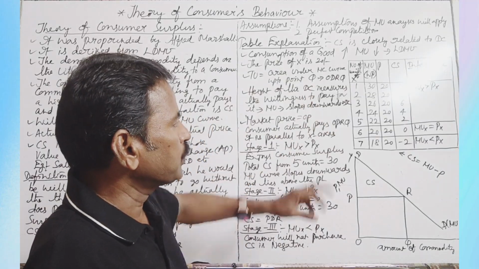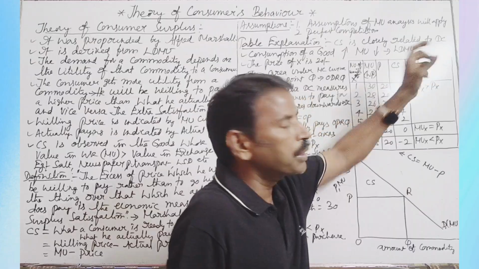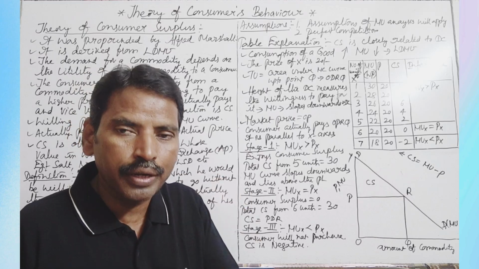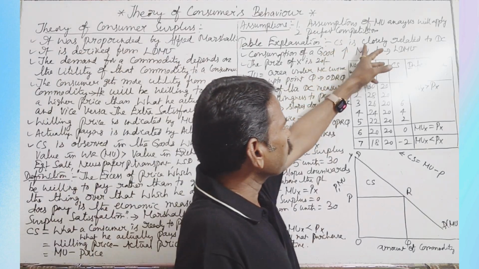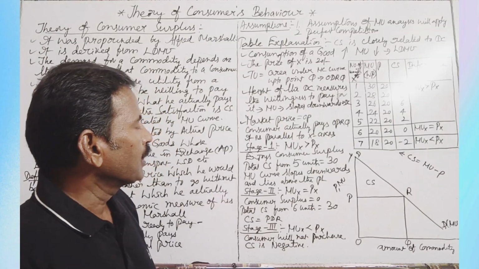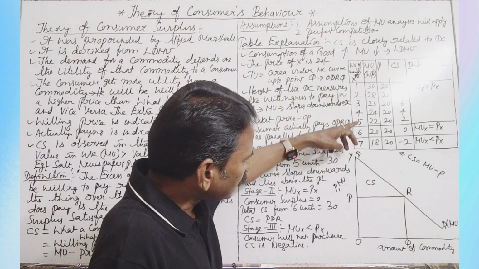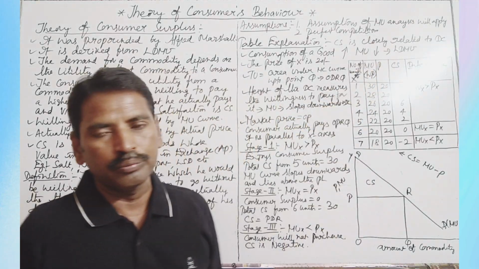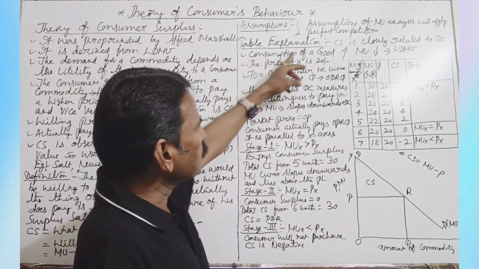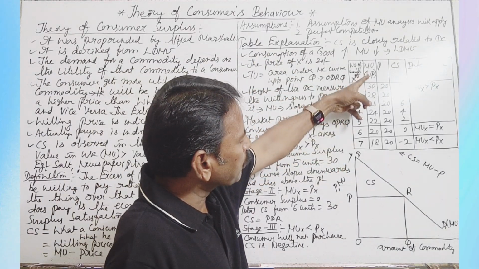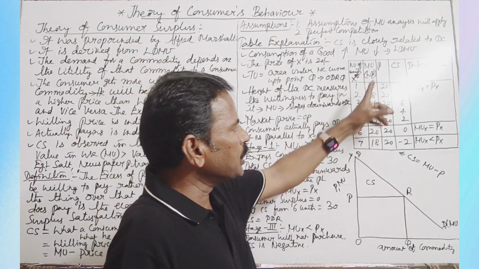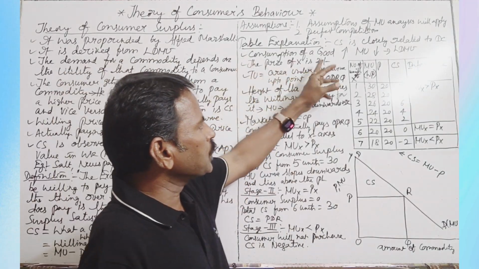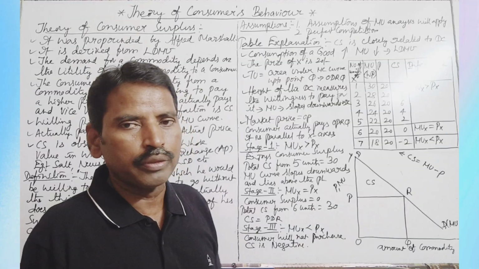Right, now the diagram explanation. Consumer surplus is closely related to the demand curve. The MU curve is also referred to as the demand curve. As consumption of a good increases, marginal utility decreases. The reason is LDMU, the law of diminishing marginal utility. The price of X is 20 because perfect competition prevails in the market.